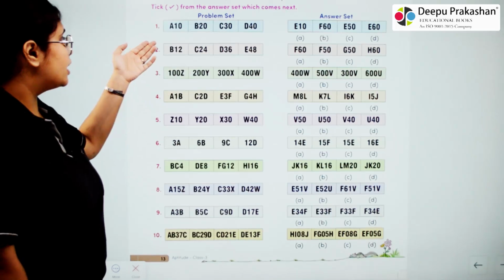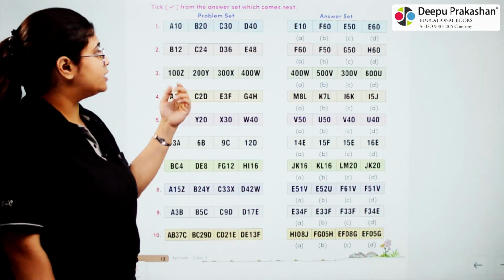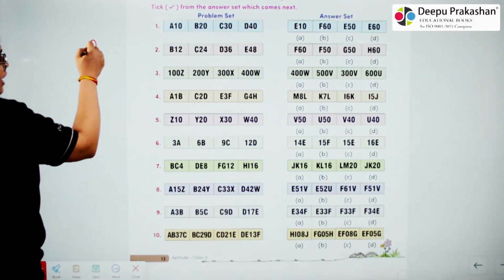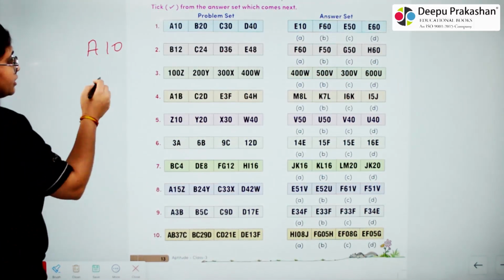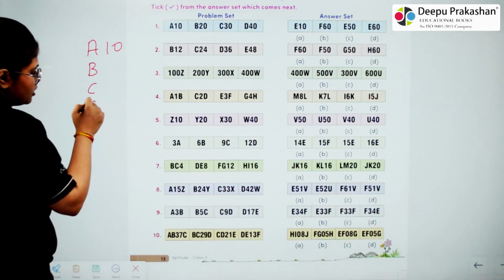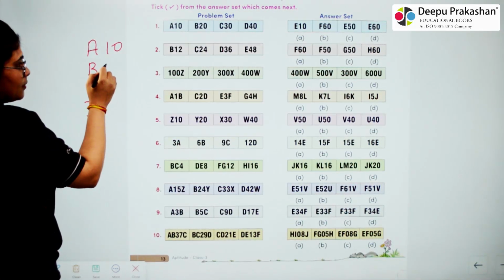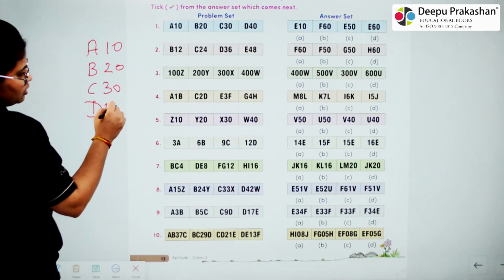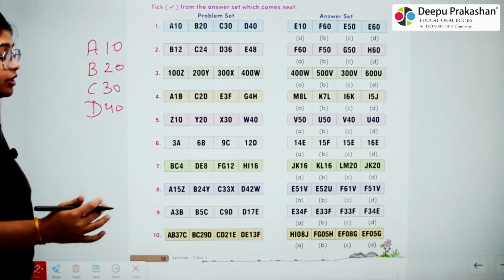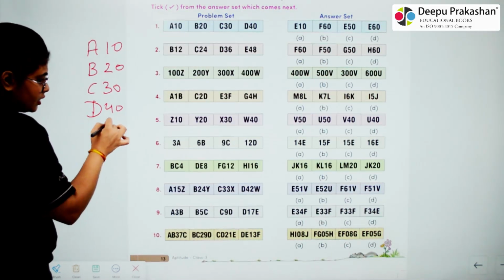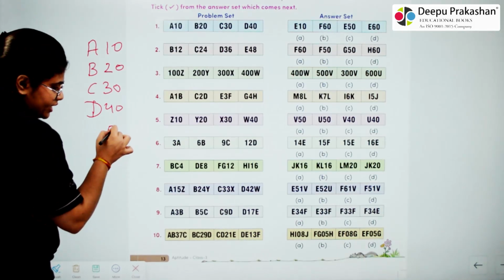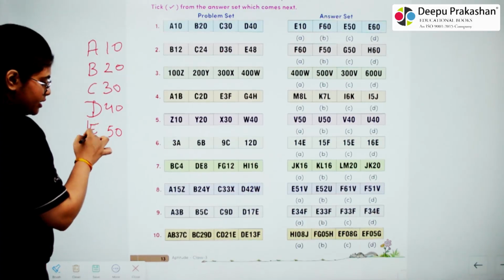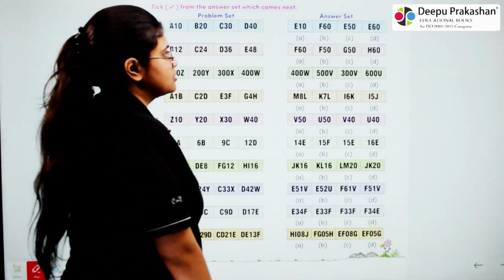First, we are given A10, B20, C30, D40. So here we are given alphabets and numbers, and the alphabets are continuous and the numbers are increasing by 10. To find the next number after D40, we need to add 10 to 40 and we will get 50. And the next alphabet that will come after D is E. So E50 is our answer.